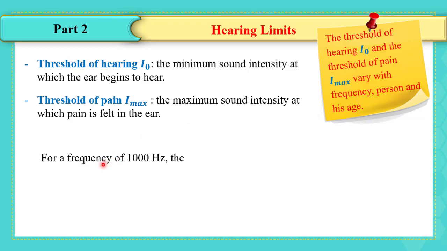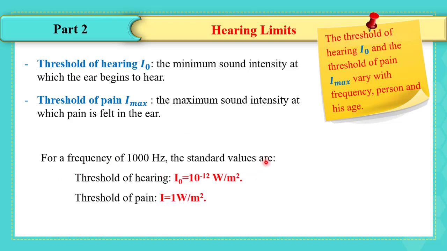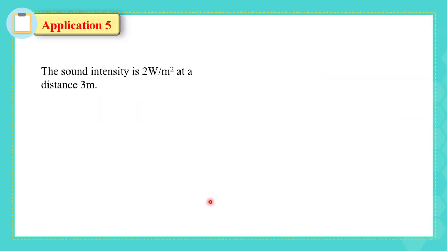And notice that the threshold of hearing I0 and the threshold of pain Imax vary with frequency, person, and age. For example, at a frequency of 1000 Hz, the standard values are: threshold of hearing I0 equal to 10 exponent minus 12 watt per meter squared, and the threshold of pain Imax equal to 1 watt per meter squared. Okay, now let's practice what we took in the last slide.